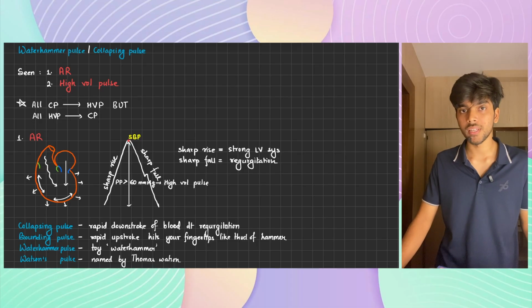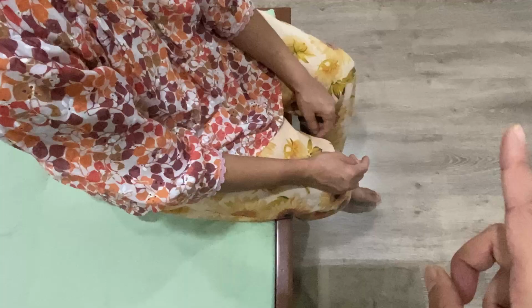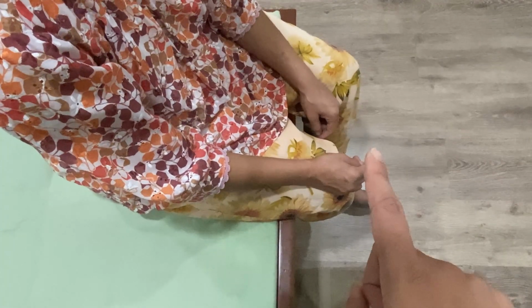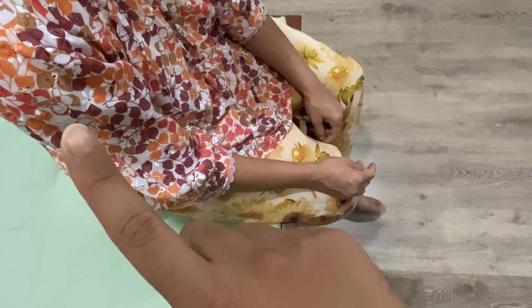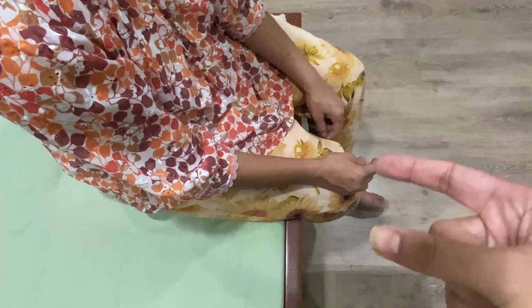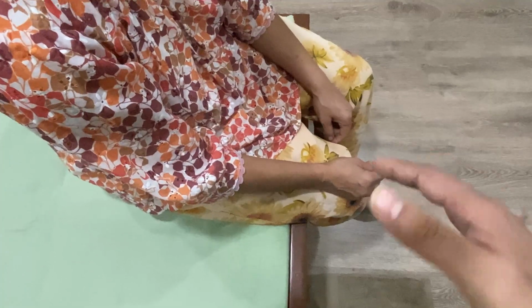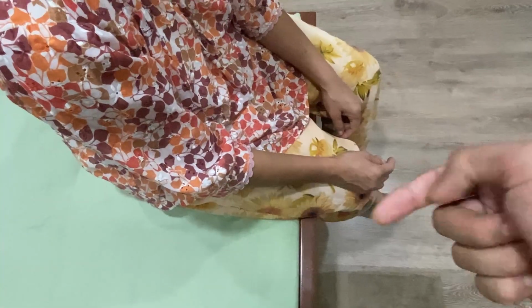Now let's see how we can elicit this water hammer pulse or collapsing pulse in a patient at the bedside. To elicit water hammer pulse, first you need to make sure that the patient doesn't have any shoulder injury, shoulder pain or shoulder discomfort. That is because while eliciting this pulse, there is going to be movement at the shoulder joint. Second, to elicit water hammer pulse in the right upper limb of the patient, you stand on the right side of the patient and use your right palm, and vice versa.